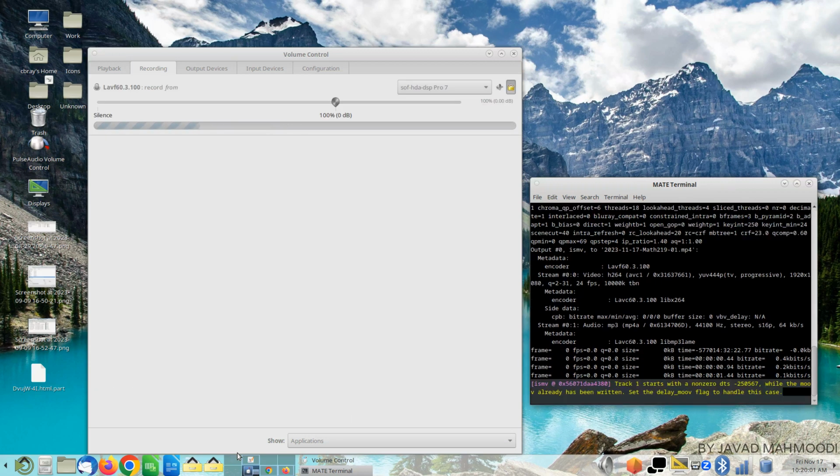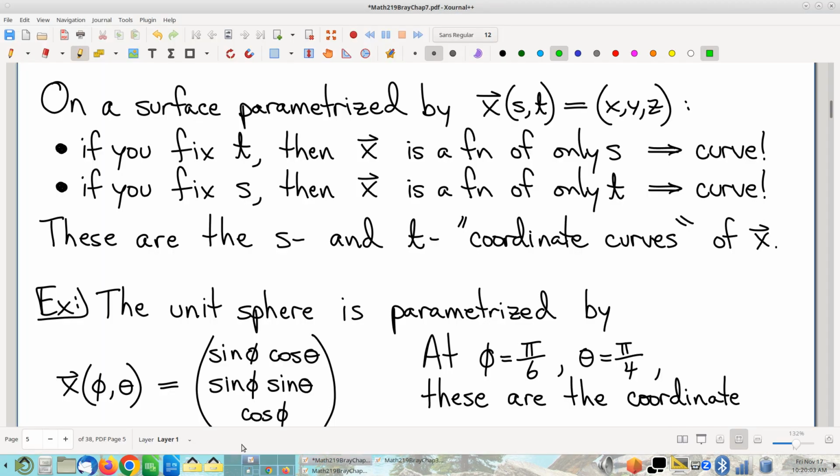Okay, so picking up where we were last time. We were talking about coordinate curves. Why we were talking about coordinate curves was not particularly revealed yet, but we'll get to that momentarily.